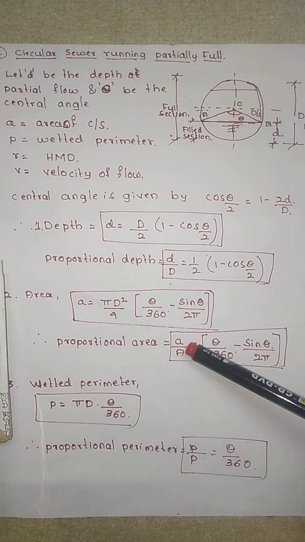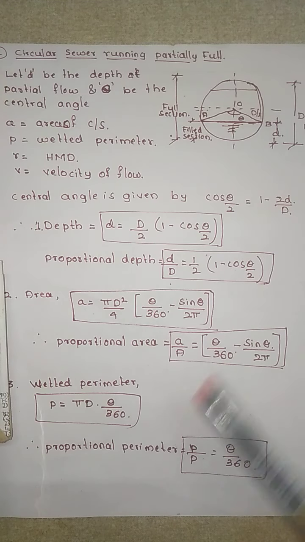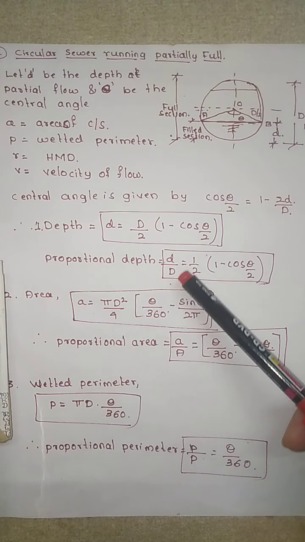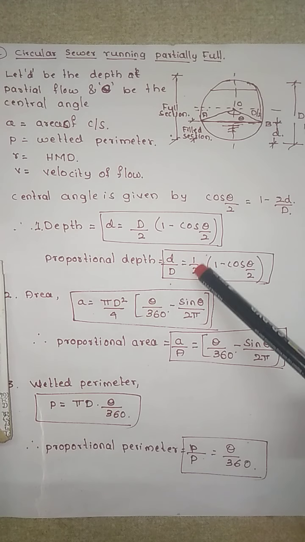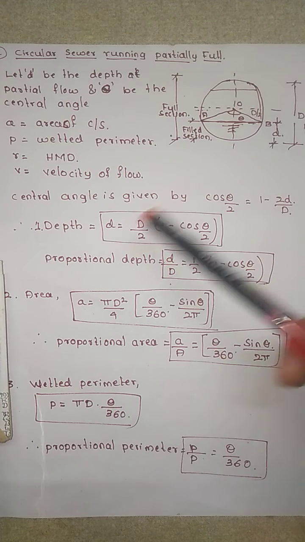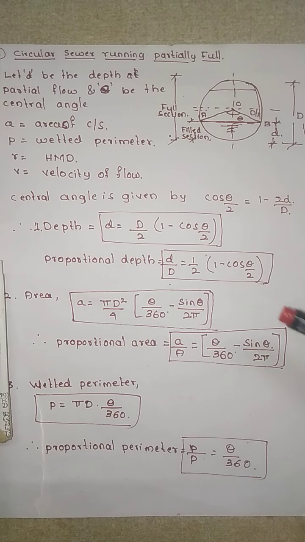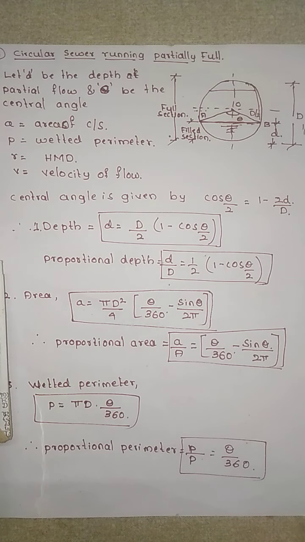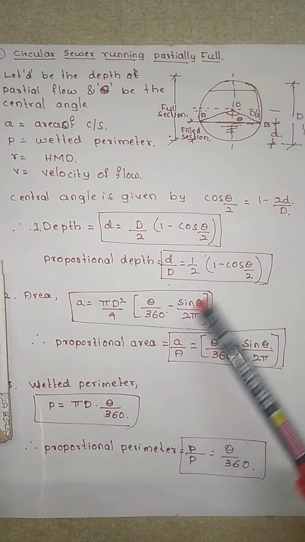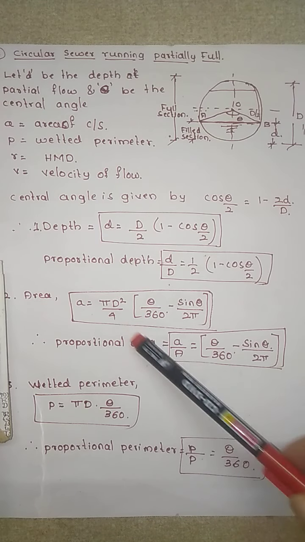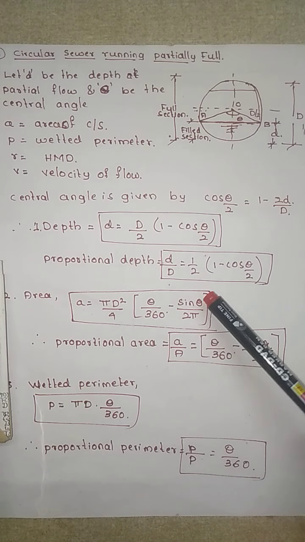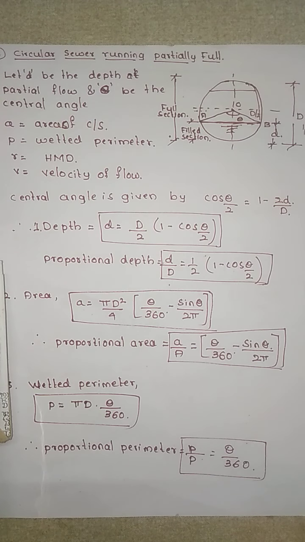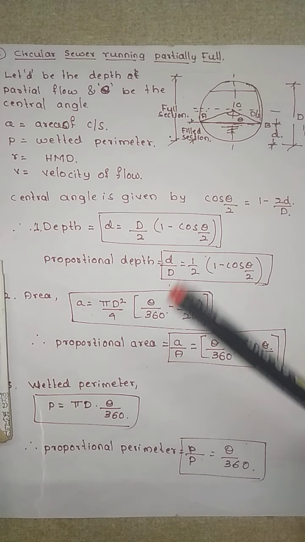Similarly, it is the area of the sewer running partially full to the area when the sewer is running full. Here the proportional depth is simplified and directly given: it is 1 by 2 into (1 minus cos theta by 2). You need to remember this depth d and proportional depth to solve the problem. Then the area of cross section for a partially full sewer is given by pi d square divided by 4 into (theta divided by 360 minus sin theta divided by 2 pi). You need to remember this for partially full flow.